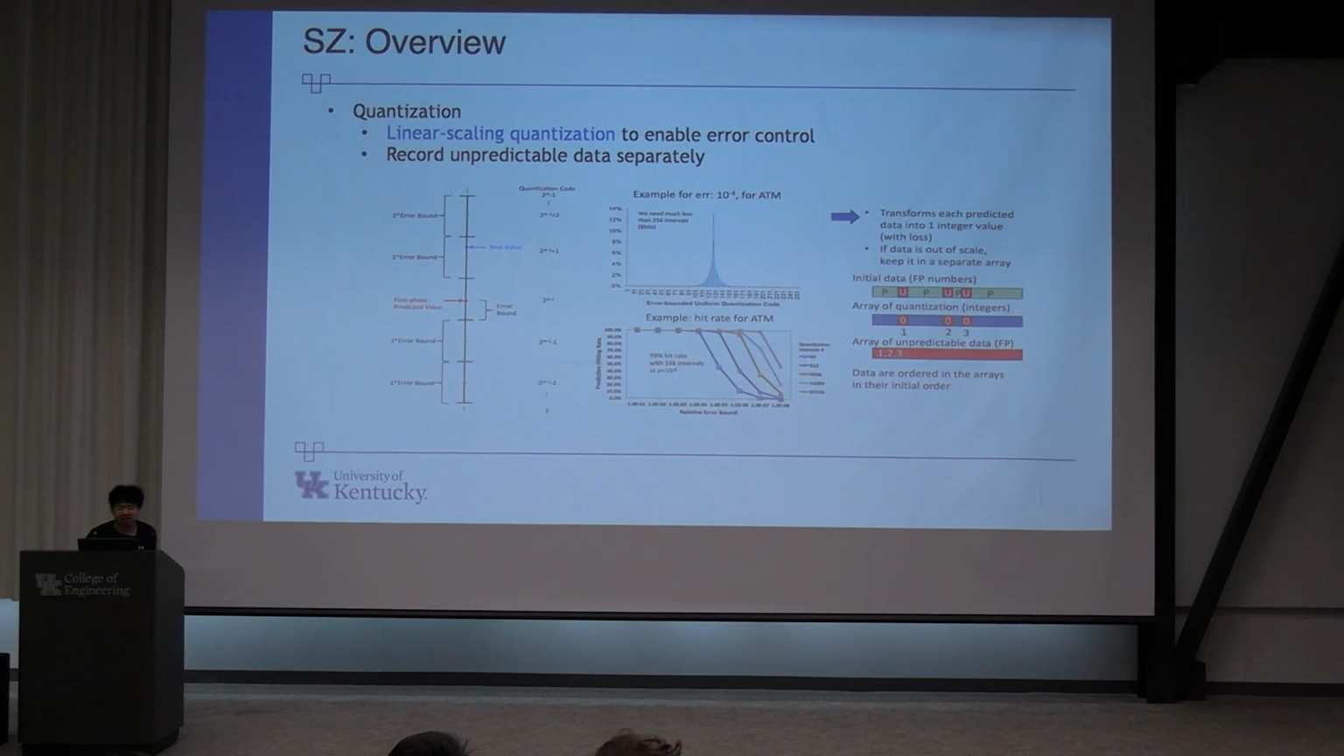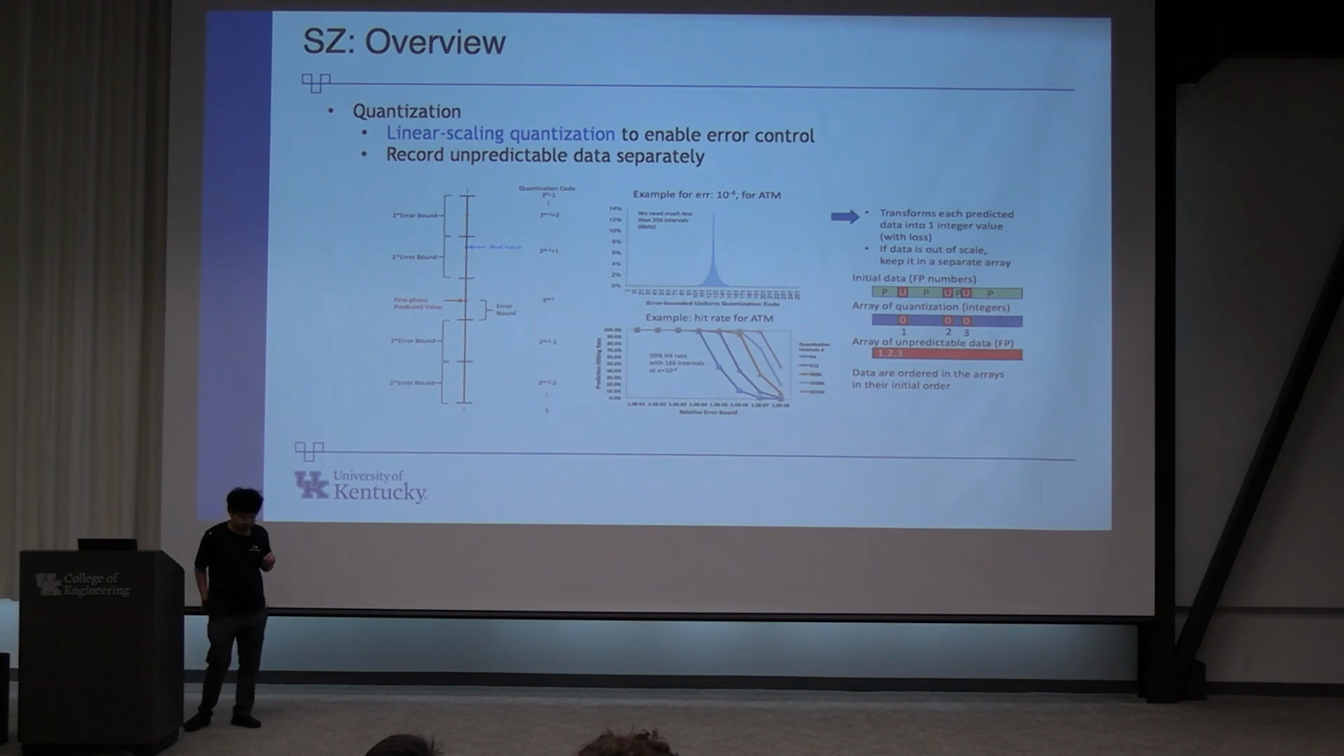So the second stage is called quantization. Basically, it employs linear scaling quantization to have error control on the data. For a given prediction difference, SZ will compute the number of shift intervals to reach the corresponding original data. This turns the original error into an offset of the intervals, which is an integer. This significantly reduces the entropy of the data, and it ensures the difference between the original data and the predicted data after the shift is within some error bound.